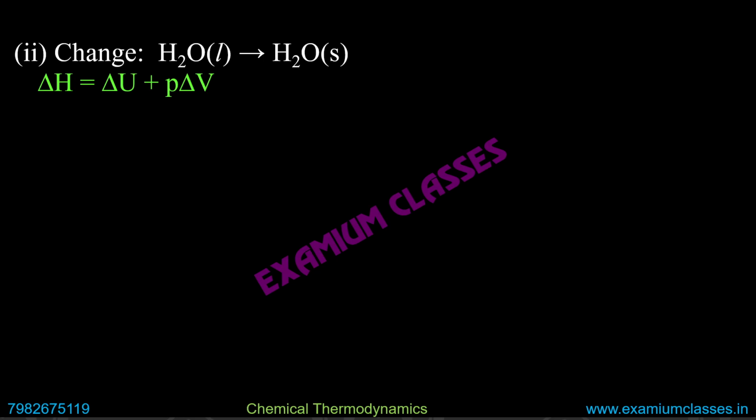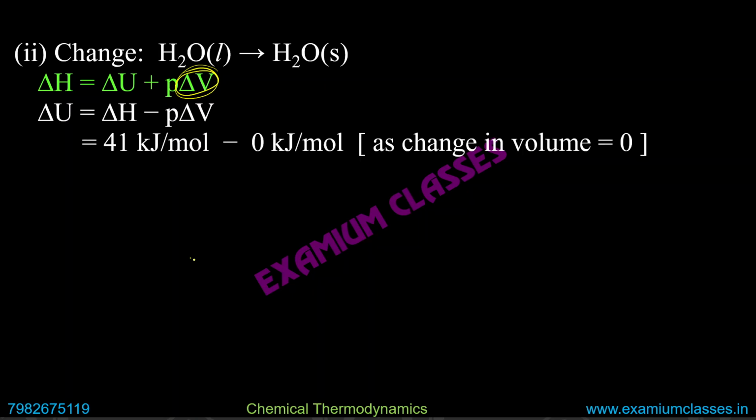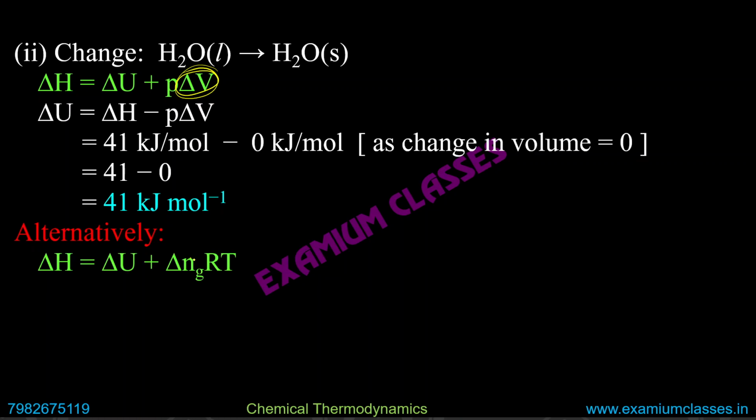If we use this formula, is there any change in volume? No. We talked about that there is hardly any change in volume if there is no gaseous reactant or product. So liquid to solid will not result in any significant change in volume, meaning delta V will be 0. And if delta V is 0, delta H will be equal to delta U. So in this case, delta U will be equal to delta H, that is 41 kilojoules per mole.